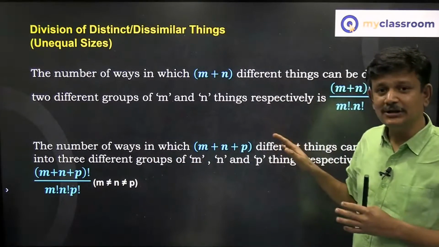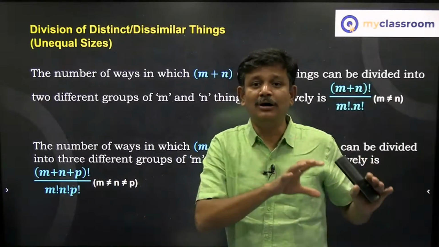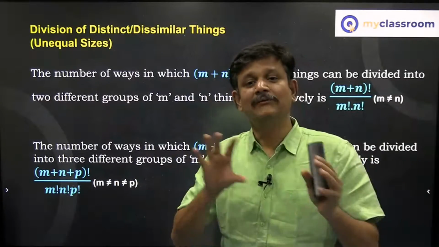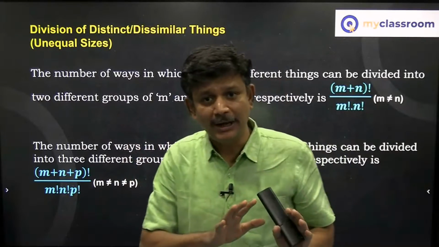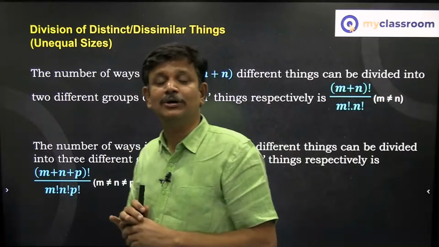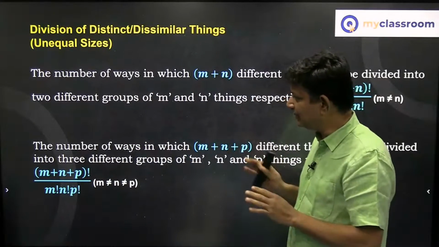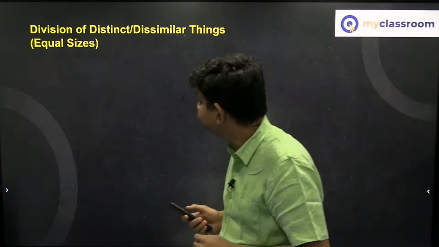So this is how you distribute distinct things among groups or parcels whenever the sizes are unequal. Whether it is a parcel or a group, or whether you are distributing into identical boxes or different boxes, both results will be one and the same. Okay, so this is the first part of it.